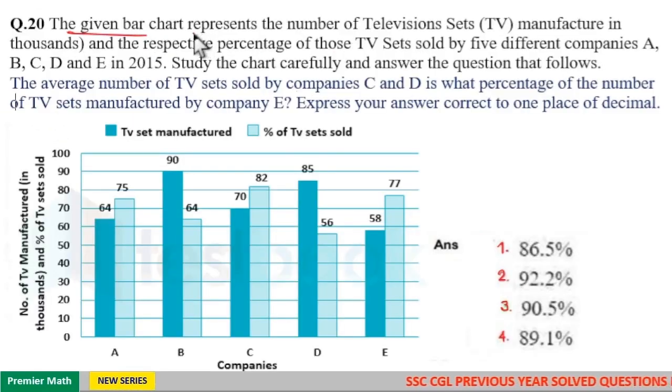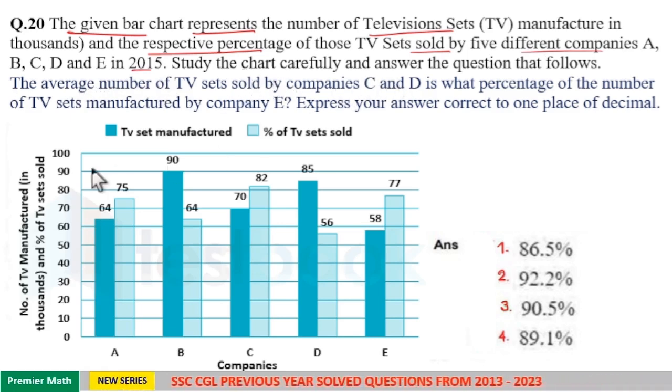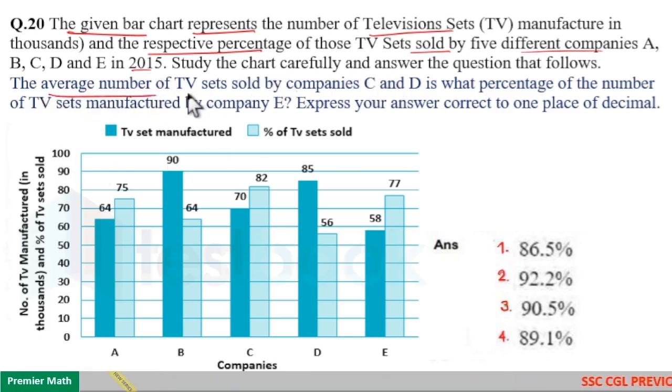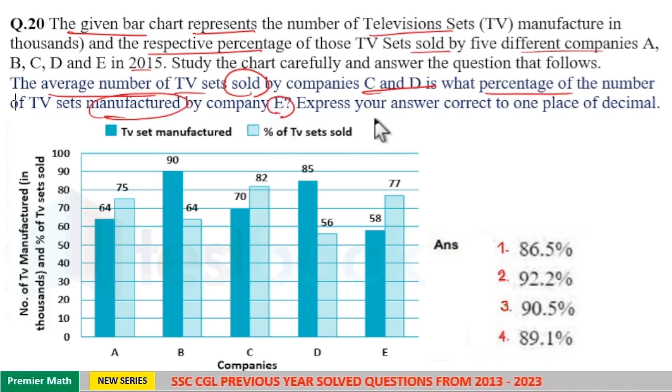The given bar chart represents number of television sets manufactured in 1000 and respective percentage of those TV sets sold by 5 different companies A, B, C, D and E in 2015. Study the chart carefully and answer the questions. The average number of TV sets sold by companies C and D is what percentage of number of TV sets manufactured by company E?